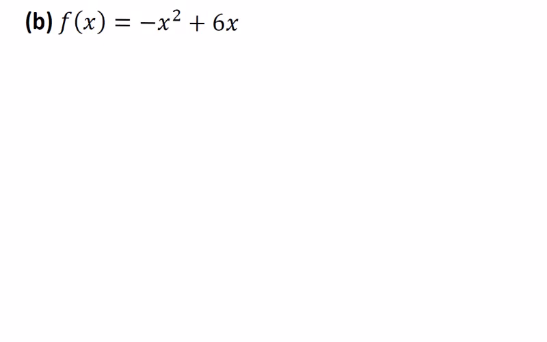In part B, we're going to look at f of x equals negative x squared plus 6x. And you should notice immediately that the constant is already 0. So we can add a plus 0 at the end if we want. However, in order for complete the square to work properly, you need the leading coefficient, which is the a value, to just be positive 1. In this case, a is negative 1.